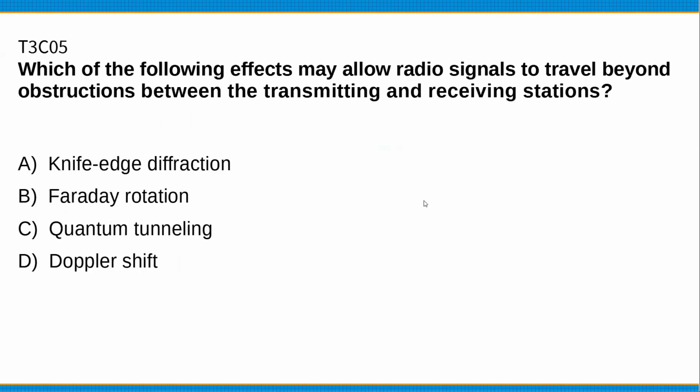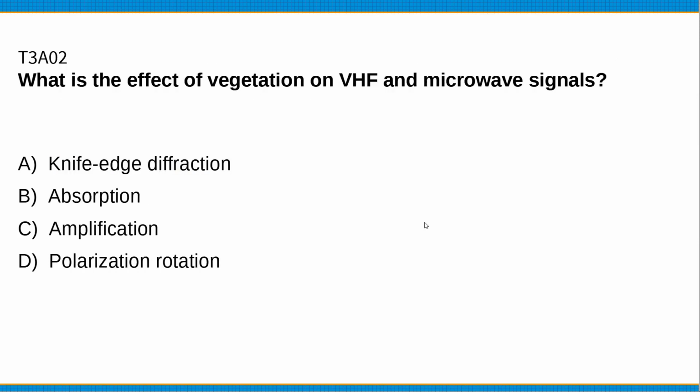Which of the following effects may allow radio signals to travel beyond obstructions between the transmitting and receiving stations? I'd say A, but B is pretty funny. Yeah. Fair enough. We haven't got to satellites yet. What's the effect of vegetation on VHF and microwave? B.